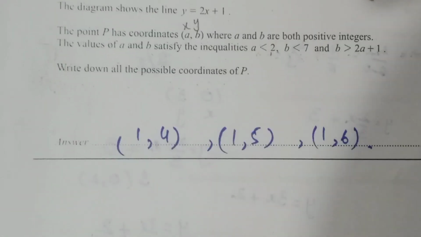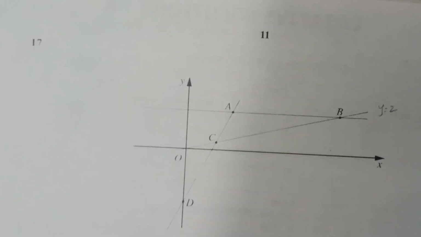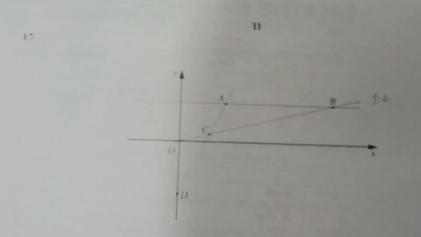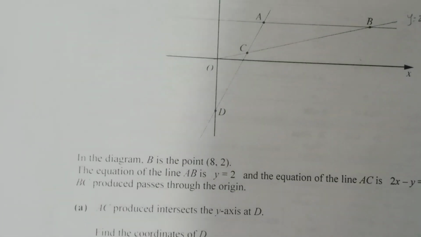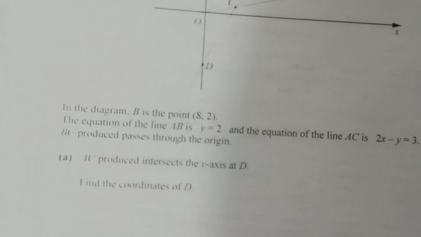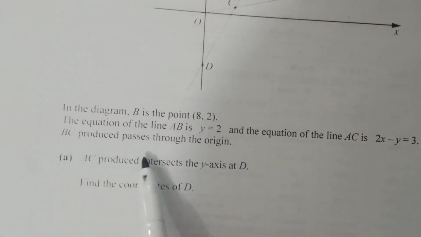Now students, this question is also solved. This is the question of May June 2015 of variant 2. Now students, next question. In the diagram, B is the point 8 and 2. The equation of the line AB is y is equal to 2 and the equation of the line AC is 2x minus y is equal to 3. BC is produced passing through the origin.